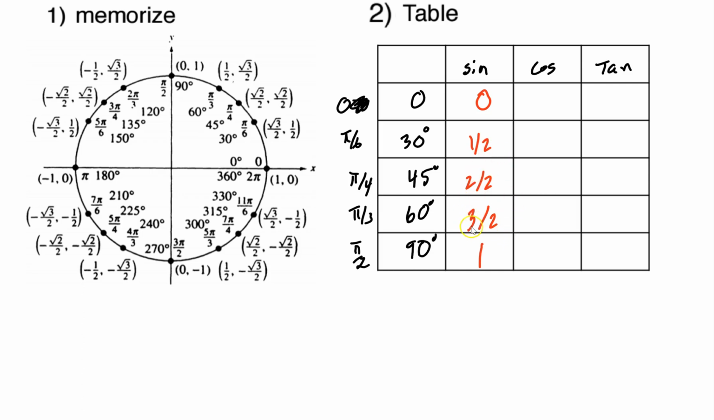Now, these are actually not correct. It's rad 3 over 2 and rad 2 over 2. But that's the way it goes. It's 0, 1 half, rad 2 over 2, rad 3 over 2, 1. But that's how I memorized it. It's 0, and then 1 over 2, 2 over 2, 3 over 2, and then 1.